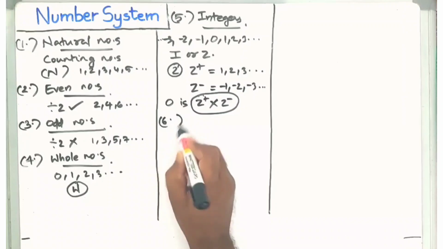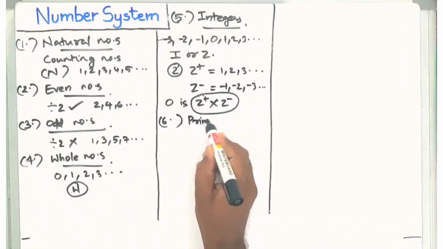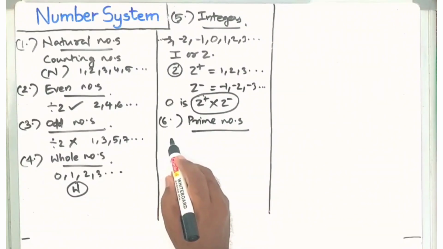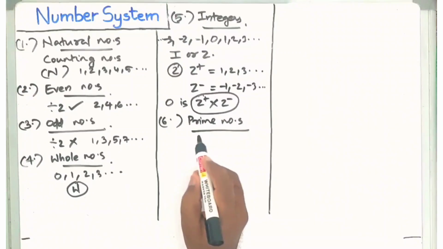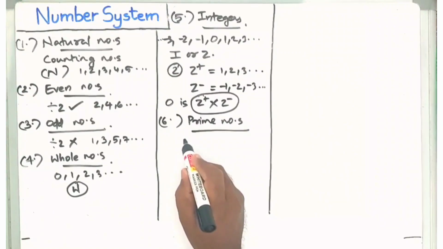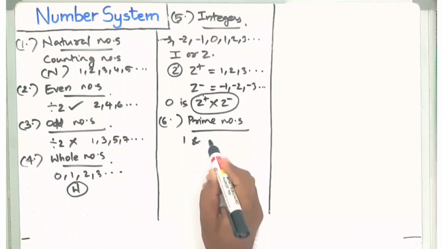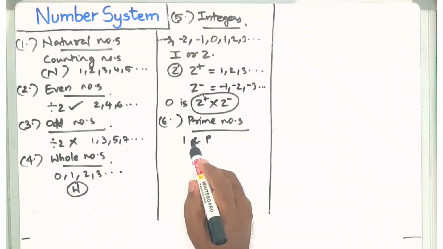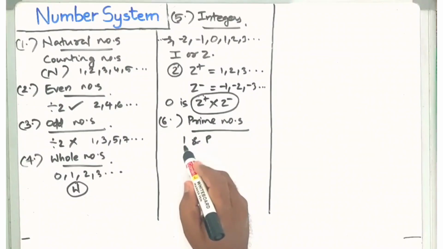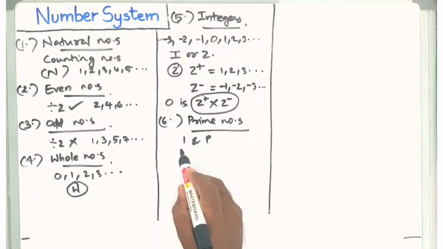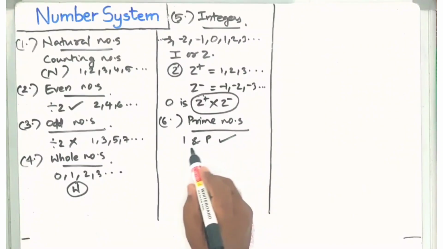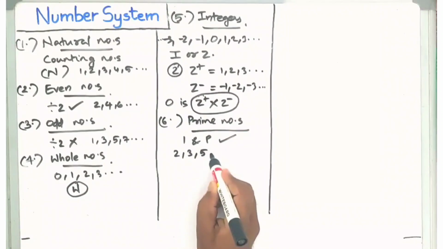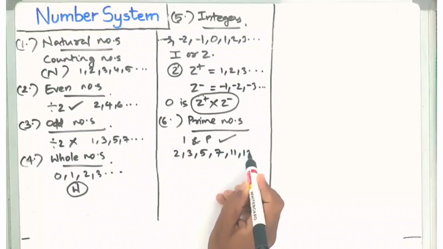Then another type of numbers are prime numbers. In the case of prime numbers, there are some natural numbers which have no factors other than 1 and that number itself. If that number is p, it is a natural number with only factors p and 1. That type of natural numbers are called prime numbers. For example, 2 is a prime number, then 3, 5, 7, 11, 13, etc.